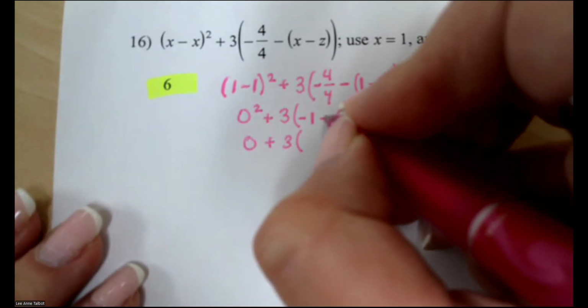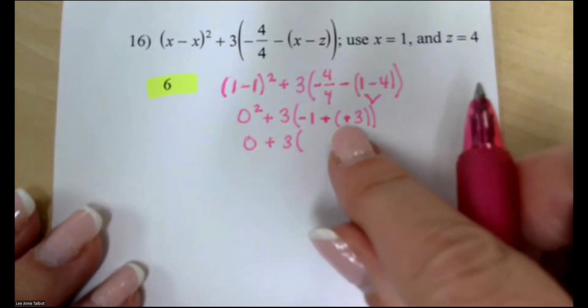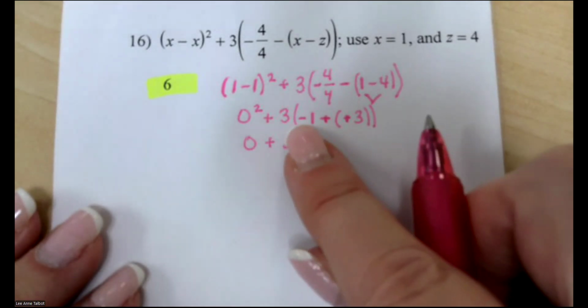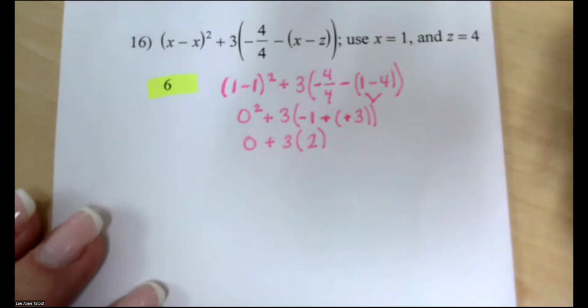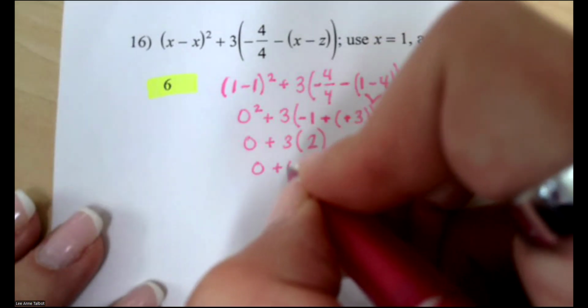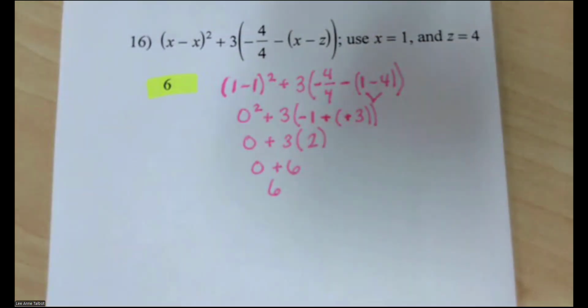I'm going to come back up and make these two, this minus and negative, a plus. -1 plus 3 is 2. 0 plus 6 is 6.